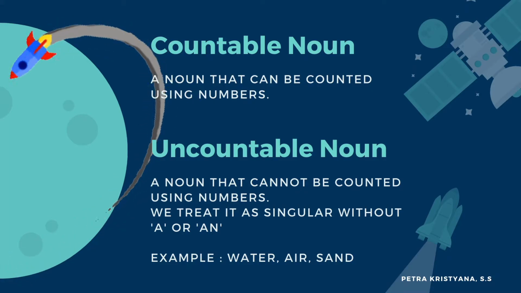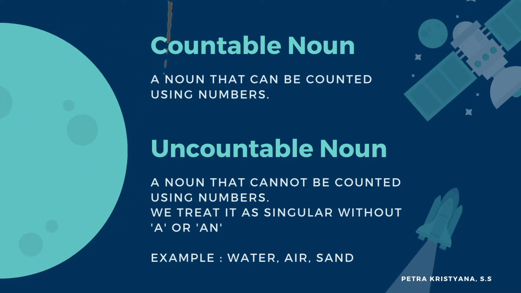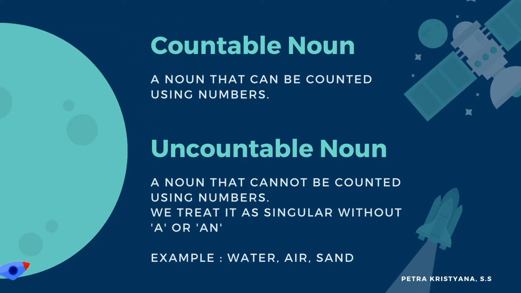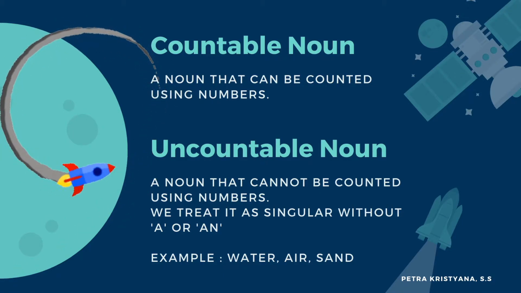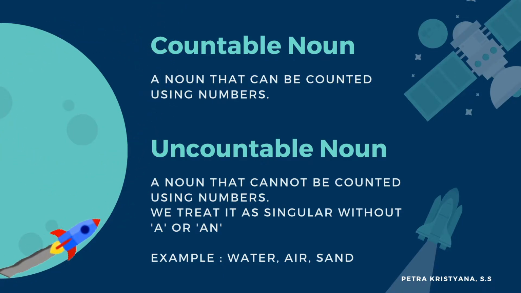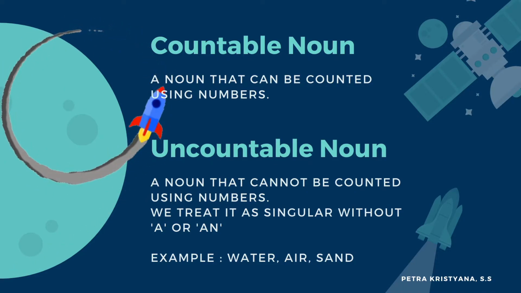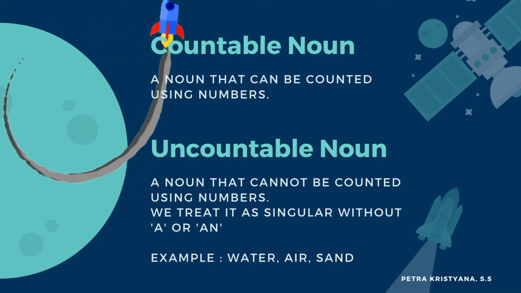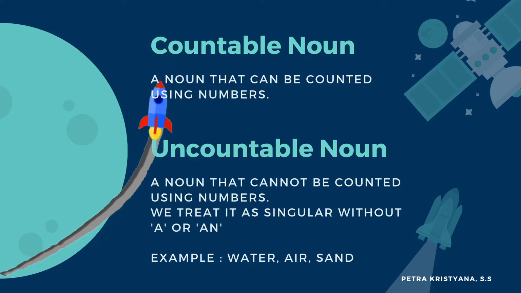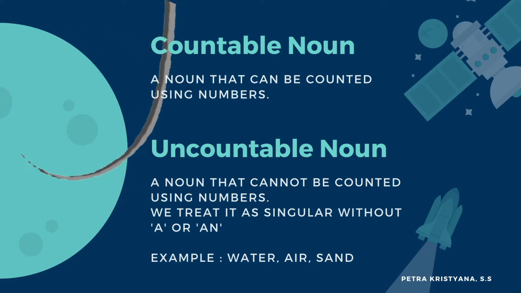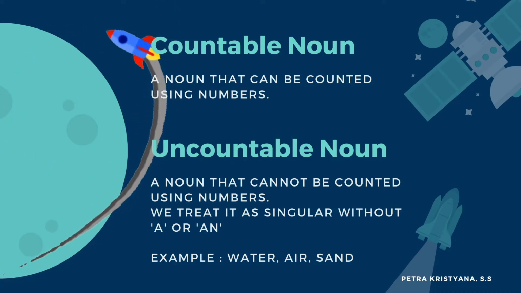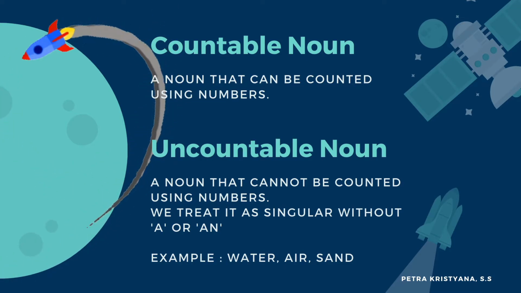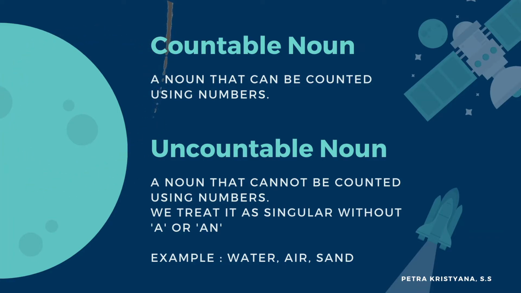And how about uncountable noun? Uncountable noun, it is a noun that cannot be counted using numbers. We treat it as singular without a or an. For example, like water, air, and sand. Ya, jadi uncountable noun itu benda-benda yang tidak bisa dihitung ya. Contohnya tadi adalah air, kemudian udara atau pasir, hair maybe, and also something like that, like cheese. It is also uncountable noun.